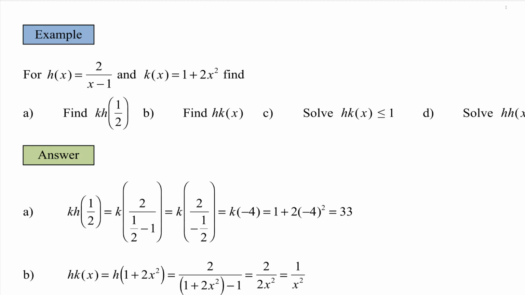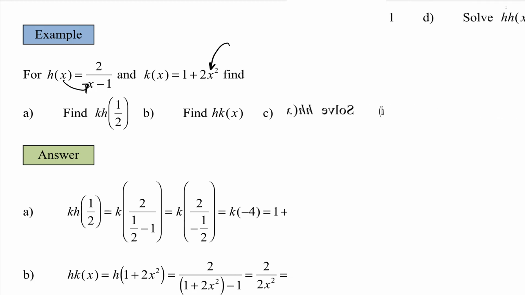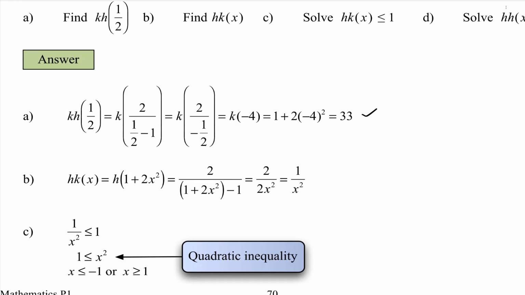So h of a half. So in other words, we're substituting x equals a half into there. So 2 over a half minus 1. There we go. And that is 2 over negative a half, which is negative 4. So k of negative 4, we're just going to substitute negative 4 in there for x. So 1 plus 2 times negative 4 squared gives us 33. Okay, so for part B, we want h of k of x.